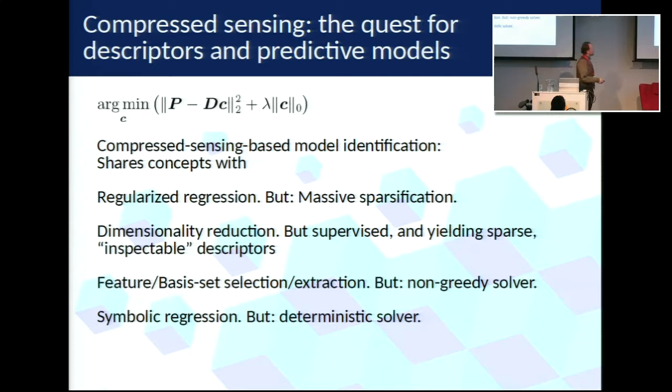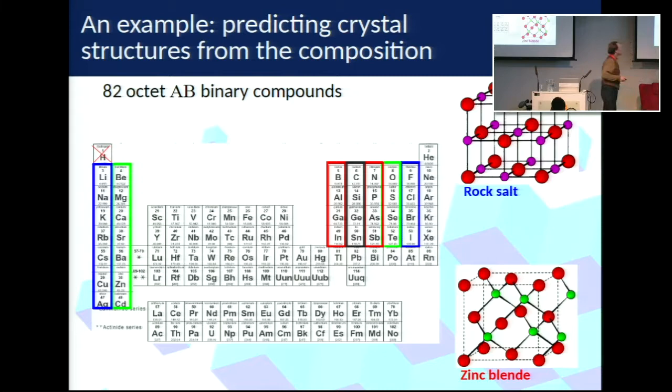Historically, symbolic regression has been done with stochastic solvers. What I introduce is a symbolic regression with a deterministic solver, so you always get the same result, independent of how you set it. Again, this is the kind of guinea pig application. We want to predict which materials with 8 electrons in a unit cell crystallize as rock salt or zinc blende.